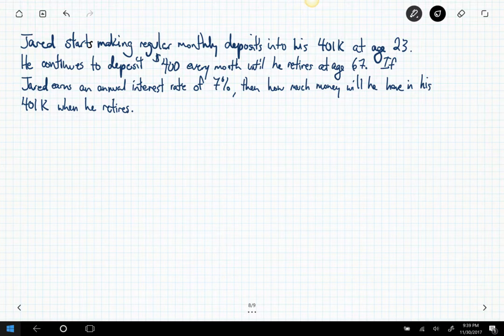This is an important question that you're going to be faced with. You're going to have opportunities to contribute to 401ks, hopefully IRAs, things of that nature. I want to show you the impact of making those monthly deposits.